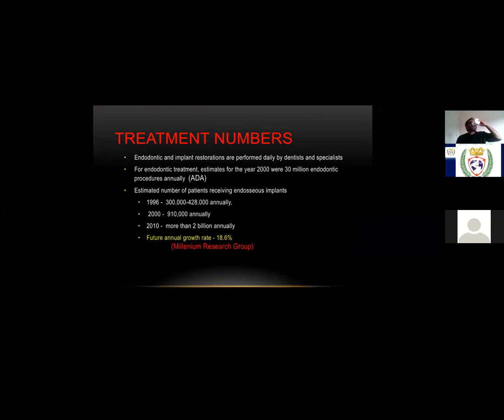Now we'll come to the treatment numbers. This data is very important for us as clinicians, to see how implant practice is developing. So in this research, we are trying to compare the endodontic treatments done annually with that of implants. So you can see there was a small research from the Millennium Group which has shown the endodontic treatment, which was estimated for the year 2000 to be around 30 million endodontic procedures annually from ADA, whereas you can see the number of implants, like in 1996, was somewhere around 300,000 to 400,000.